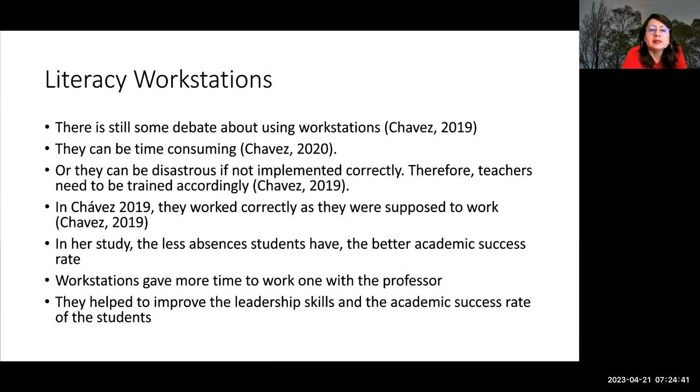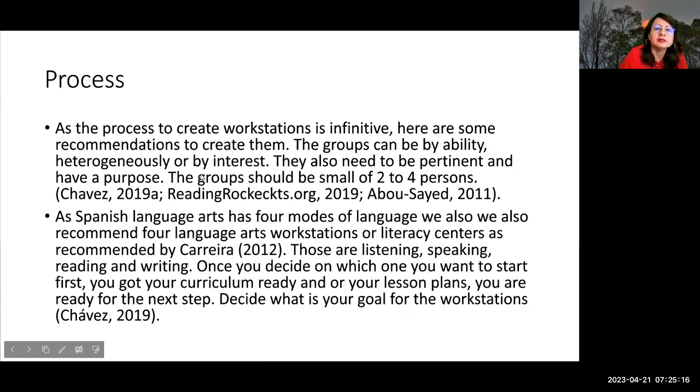In Chavez 2019, the results showed workstations worked as they were supposed to because they were adult students in this research, but she has also worked with workstations at elementary levels, in first and second grade bilingual classes. In this particular study, the fewer absences students had, the better their academic success rate. Workstations gave more time to work one-on-one with the professor. I had time to do work conferences and work with at-risk students. They help improve the leadership skills and the academic success rate of the students who participated in the research.